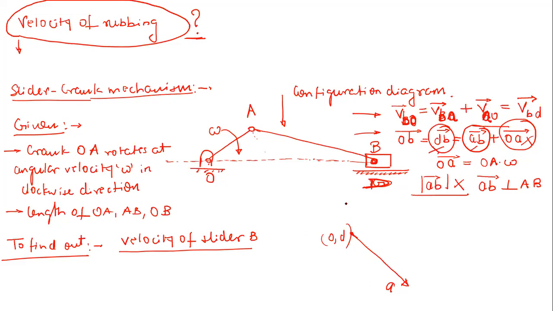Now think about this DB vector, right? Just tell me, is DB vector known in magnitude? DB, that means velocity of B with respect to D. Is it known in magnitude? No, right? And do we know the direction? Yes. What is the direction?